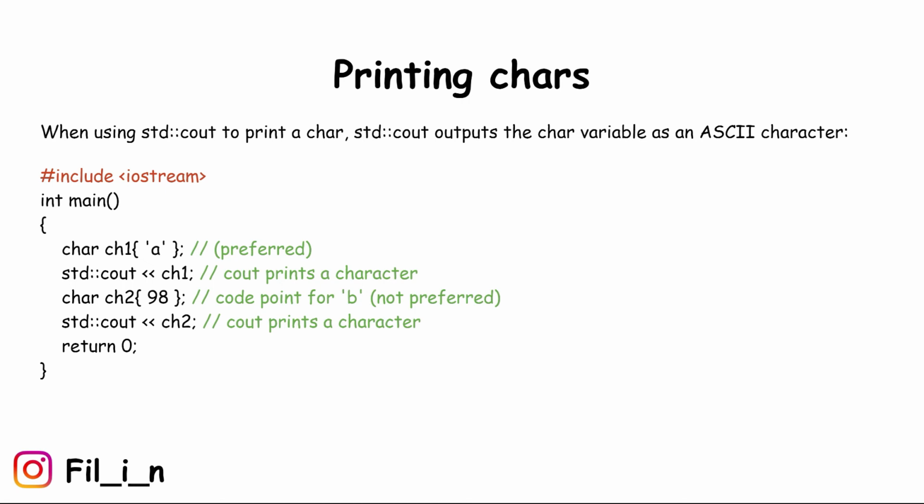#include <iostream>. int main. char ch1 = 'a', preferred. std::cout << ch1, cout prints a character. char ch2 = 97, code point 97, not preferred. std::cout << ch2, cout prints a character. return 0.